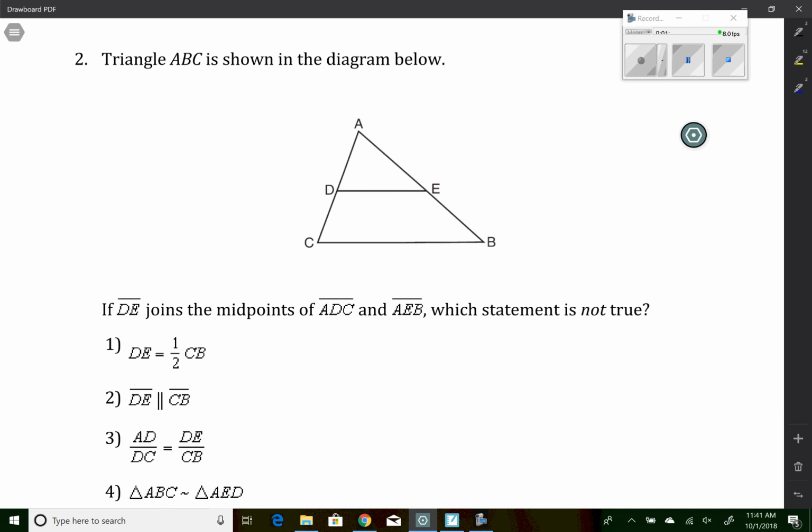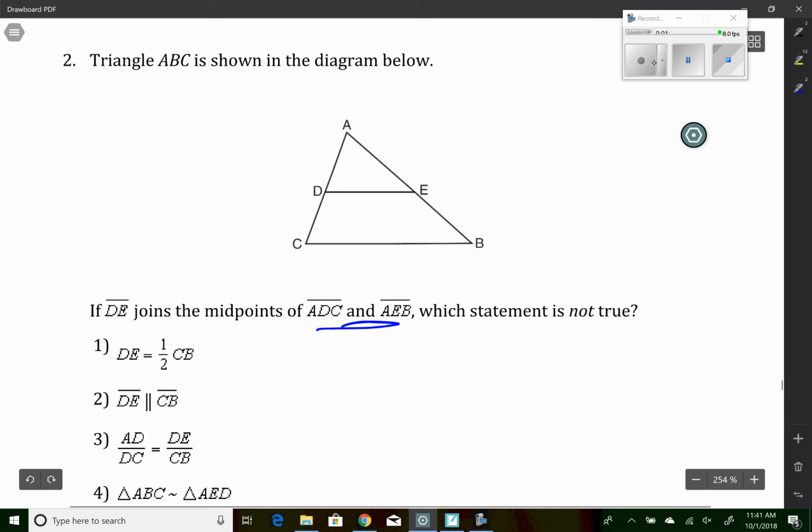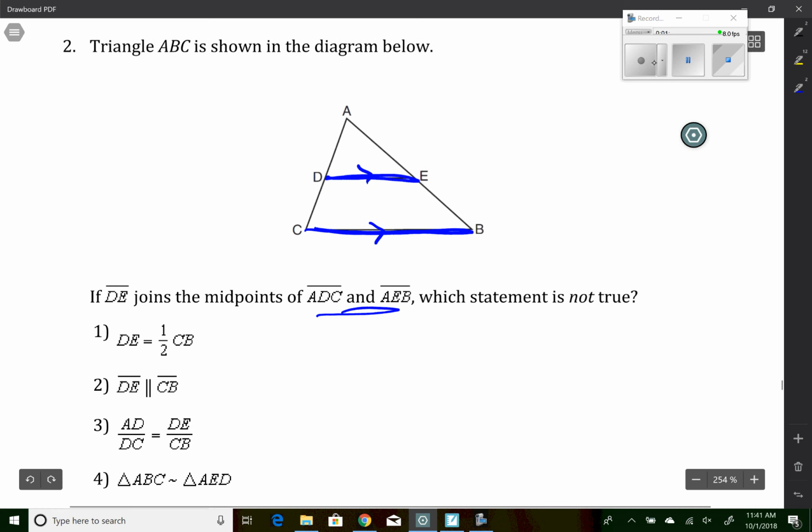The next one gives us a triangle. It says that DE joins the midpoints of those segments. So that means, again, DE is the mid-segment parallel to BC. So what do we know? Is DE equal to half of BC? Yes, I know that the mid-segment's half of its parallel base. That is true. Is DE parallel to BC or CB? Yes, that is true.